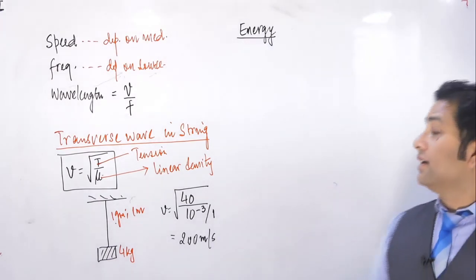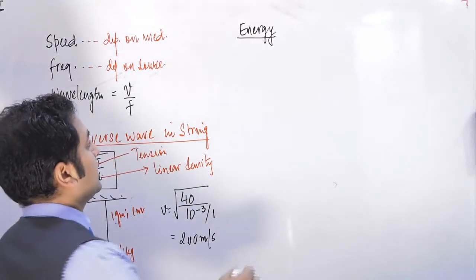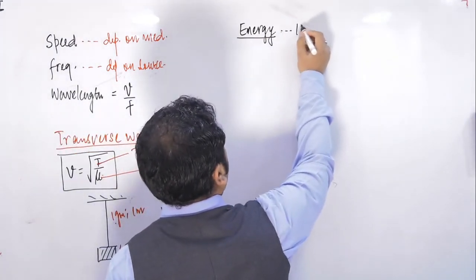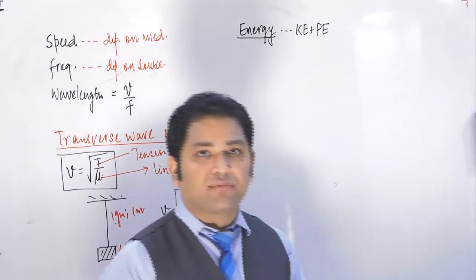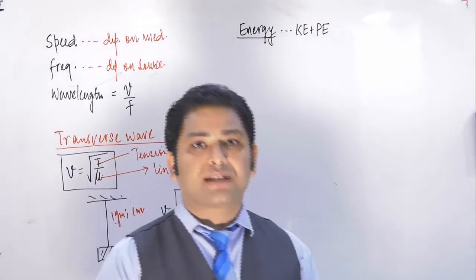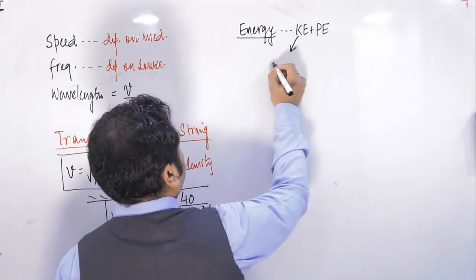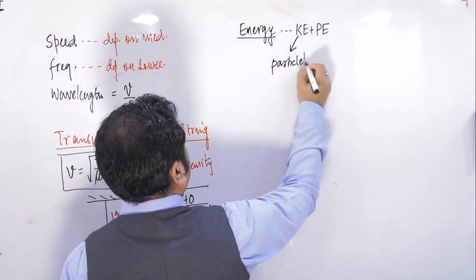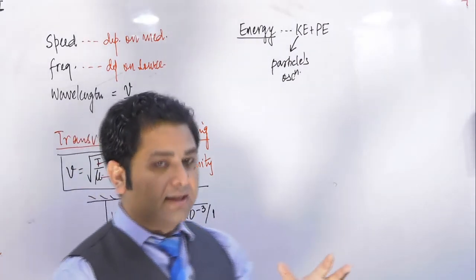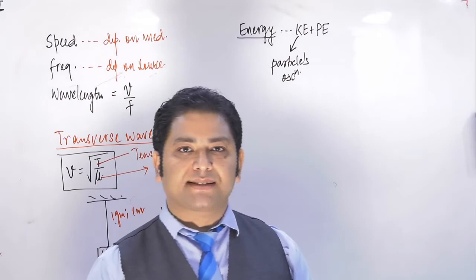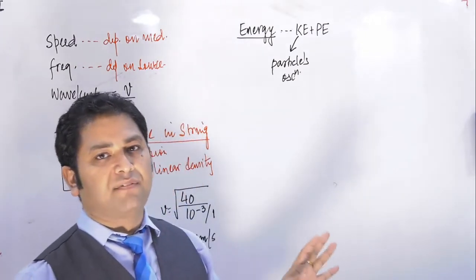Great, that's great. Now I would like to talk about the energy of a wave in a string. When it comes to the energy of a wave, that is the summation of kinetic energy plus potential energy. Now just understand, what is kinetic energy? The kinetic energy is the kinetic energy of particles' oscillation, which goes up and down. At the mean position, the kinetic energy would be maximum. At the extreme, the kinetic energy would be 0. So that's a regular affair.